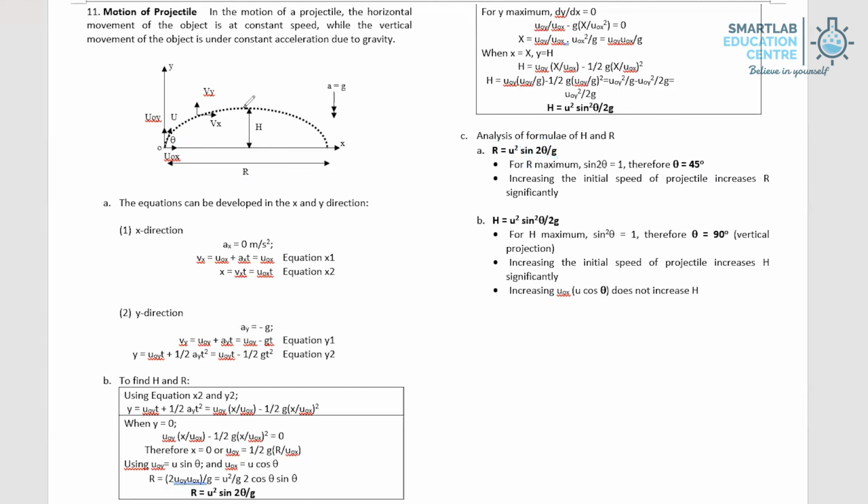In order to maximize the height that the ball or the projectile could reach, the mathematical approach is here, and you have an expression h equal to u squared sine squared theta divided by 2g. In the same way, if you want your h to be maximum, you want your sine squared theta to be of a value of 1. From there, you'll find that your theta is 90 degrees. So practically, it means that if you want to maximize your height, you should just be shooting vertically upwards.